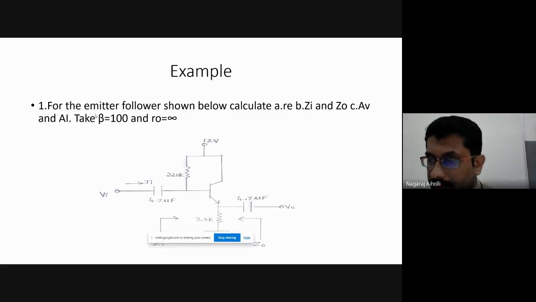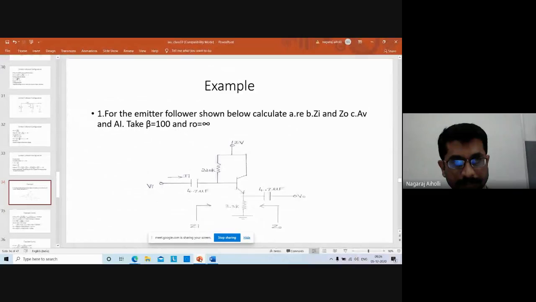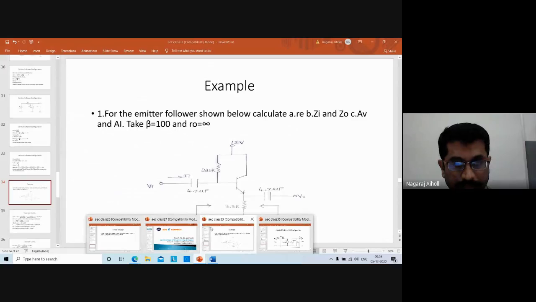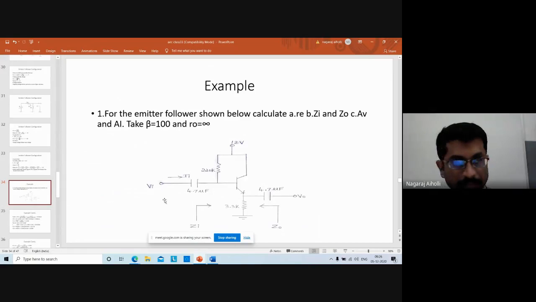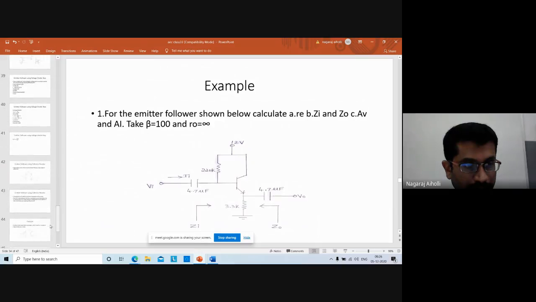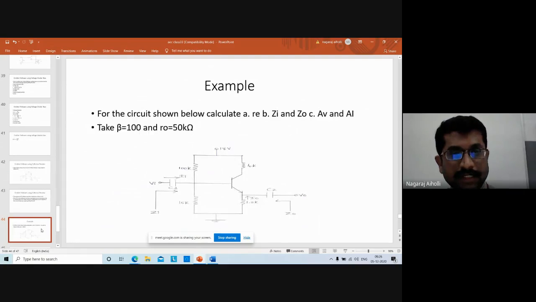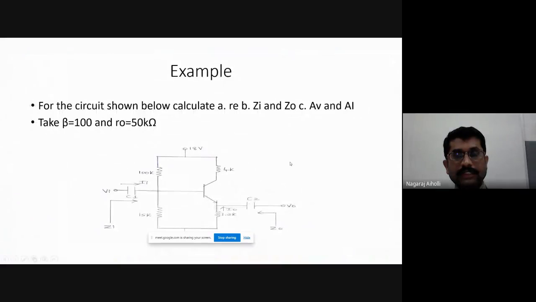Next one is the emitter follower circuit using collector resistor. Question number 4. This is the example that is asked in question number 4. For the circuit shown below, calculate re, Zi, Z0, AV and AI. Consider beta equal to 100 and r0 equal to 50 kilo ohms.